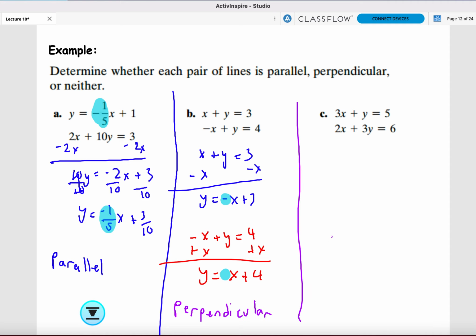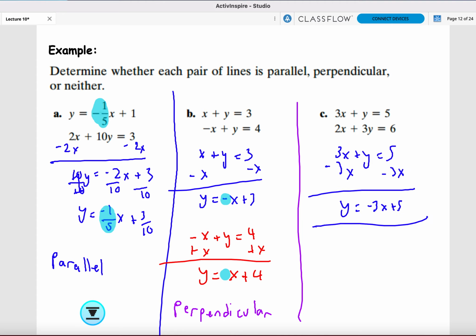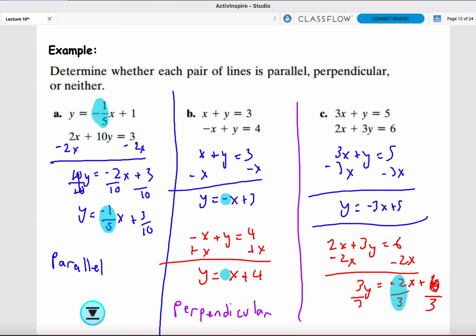All right. Let's go ahead and solve for y for both of these two. So 3x plus y equals 5. Subtract 3x on both sides. So then we get y equals negative 3x plus 5. That's one equation. Get the next one going. 2x plus 3y equals 6. Subtract 2x on both sides. So we get 3y equals negative 2x plus 6. Divide both sides by 3. We get negative 2/3. That's not the same thing as negative 3.